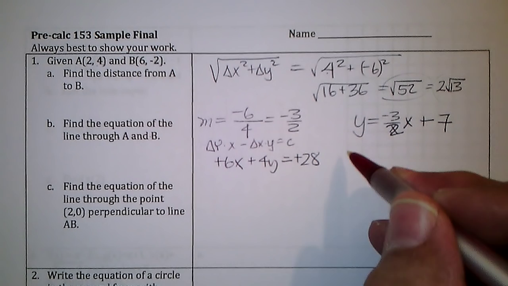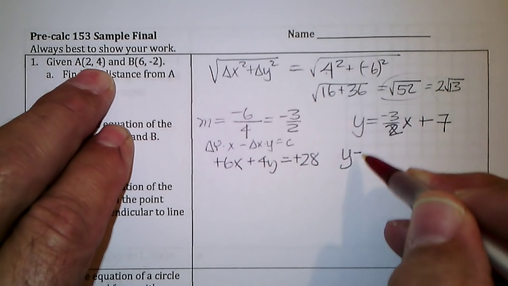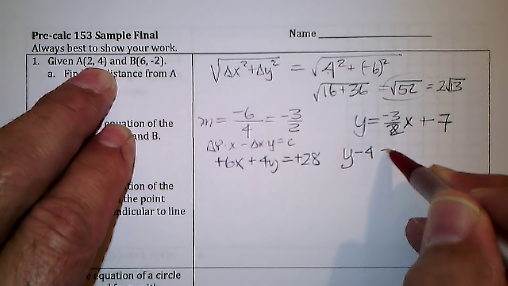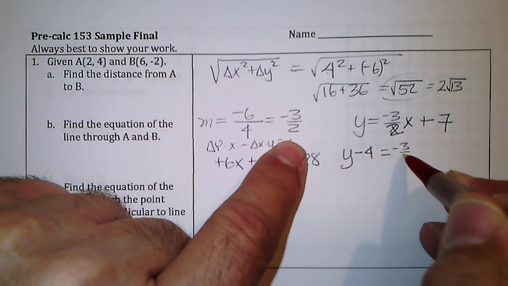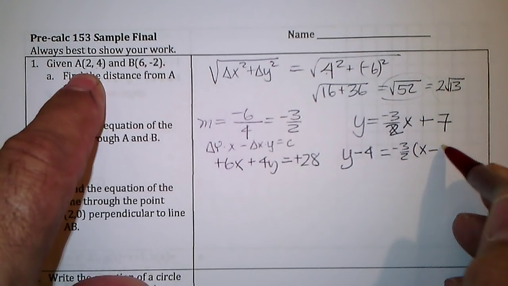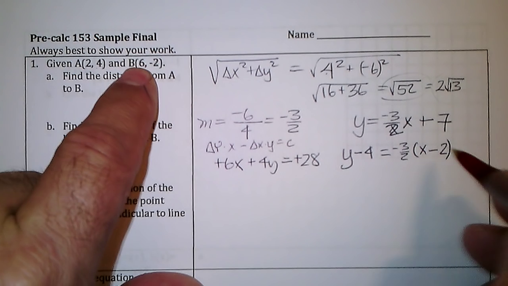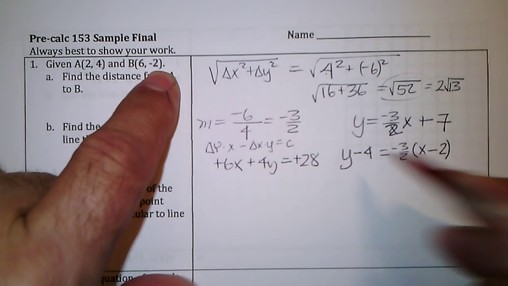Or if you like the point slope form, it's y minus 4 equals the slope, negative 3 over 2, times x minus 2. Or you could do it with the 6 and the negative 2 also.